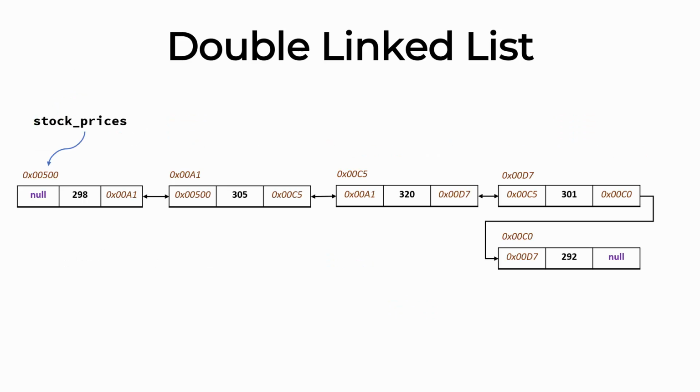There is another flavor of linked list called doubly linked list, where you not only have a link to your next element, you have a link to your previous element as well. So here you can see that this particular node 305 has a reference to next element, so 00C5 is the address of the next element, but it has address of previous element as well, which is 00500. This way, if you want to do backward traversal, let's say you have 292 and you want to traverse the link in a reverse direction, with doubly linked list it becomes very easy.